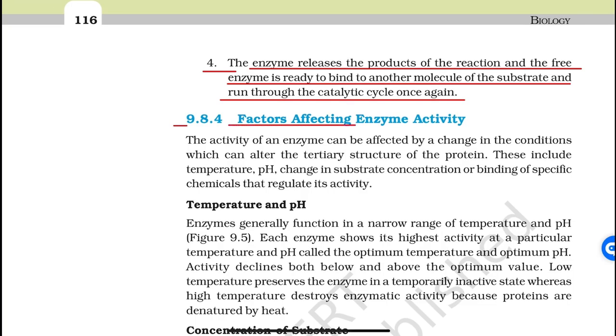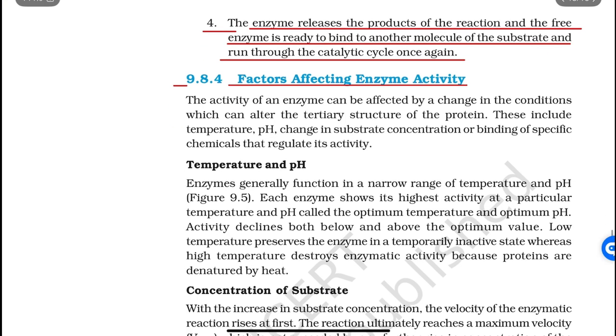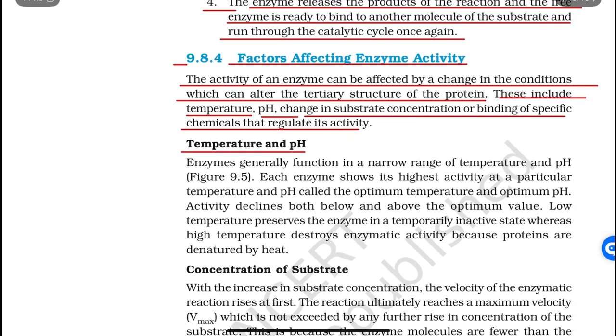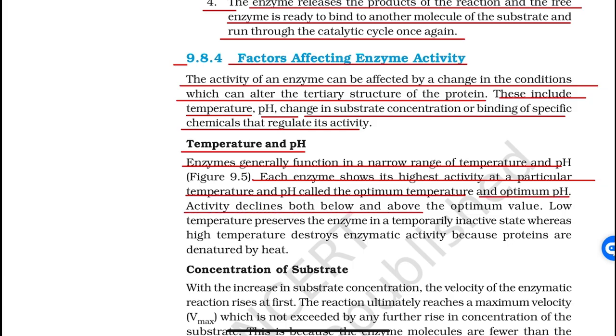Next is factors affecting enzyme activity. The activity of an enzyme can be affected by a change in conditions which can alter the tertiary structure of protein. These include temperature, pH, change in substrate concentration, or binding of specific chemicals that regulate its activity. Temperature and pH. Enzymes generally function in a narrow range of temperature and pH. Each enzyme shows its highest activity at a particular temperature and pH called optimum temperature and optimum pH. Activity declines both below and above the optimum value.